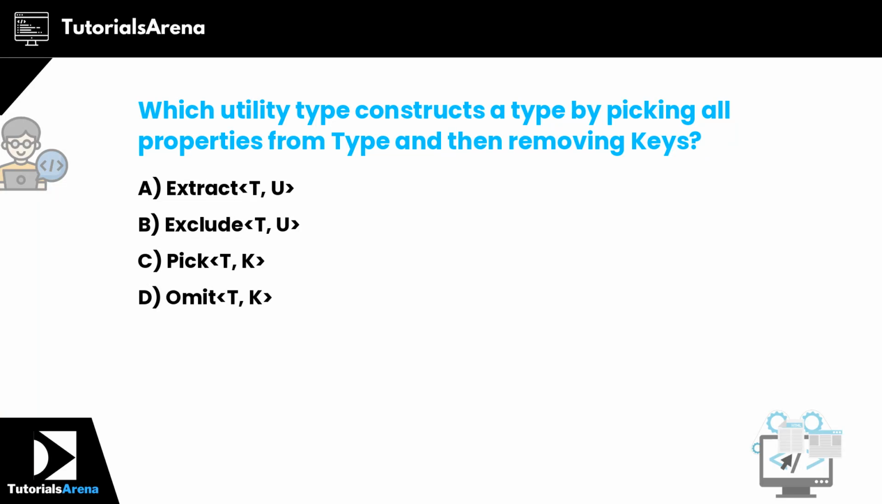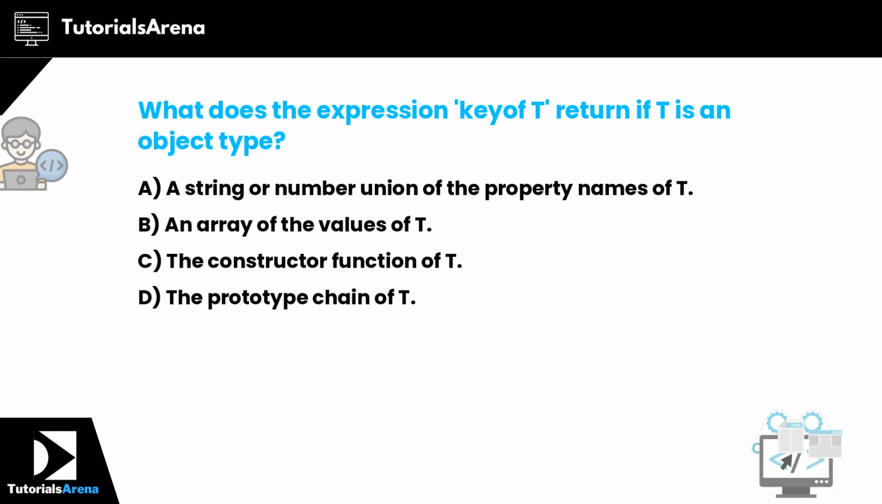Which utility type constructs a type by picking all properties from type T and then removing keys K? The correct answer is option D, Omit<T, K>. What does the expression keyof T return if T is an object type? The correct answer is option A, a string or number union of the property names of T.